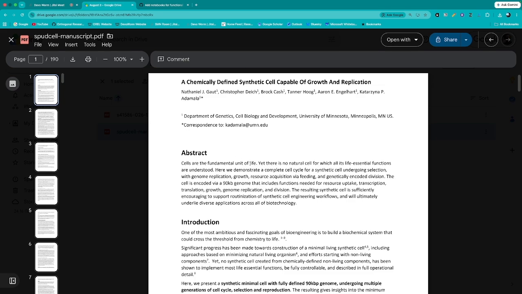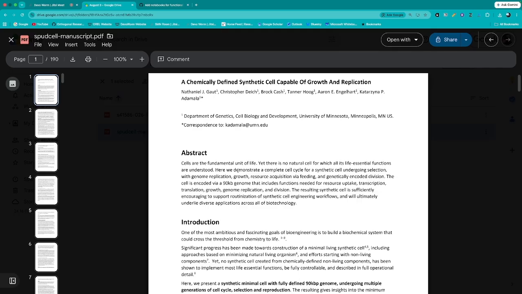So cells are the fundamental unit of life. Yet there is no natural cell for which all its life essential functions are understood. Here we demonstrate a complete cell cycle for a synthetic cell undergoing selection with genome replication, growth, resource acquisition via feeding, and genetically encoded division. So what they're trying to do is build a cell cycle, basically, or something that can replicate. And of course, you need to have a number of things for replication. Some of those things may or may not have existed in the earliest forms of life.